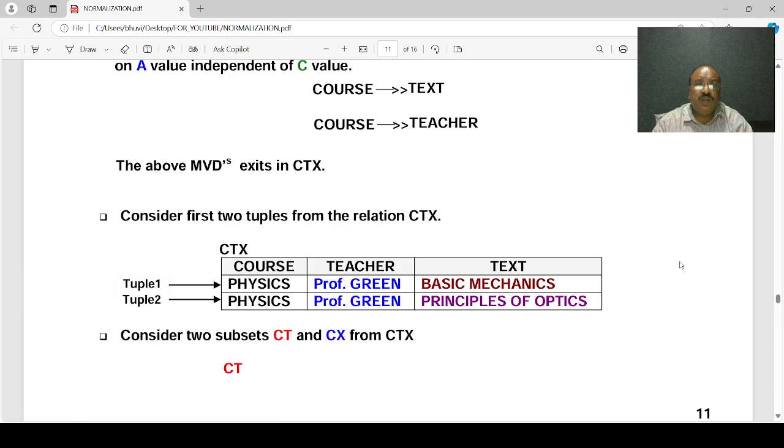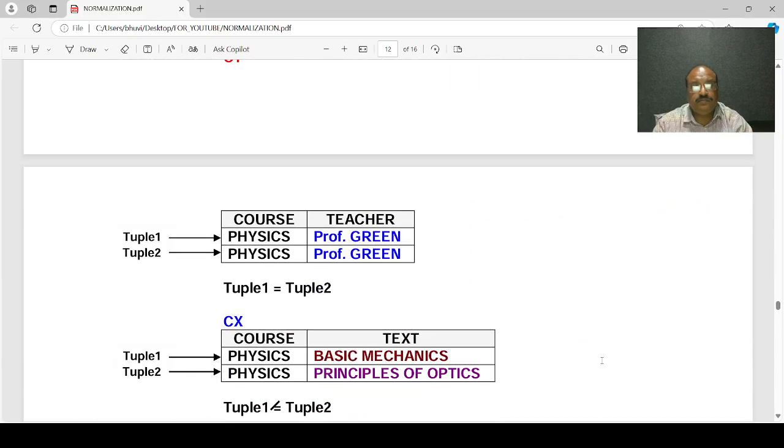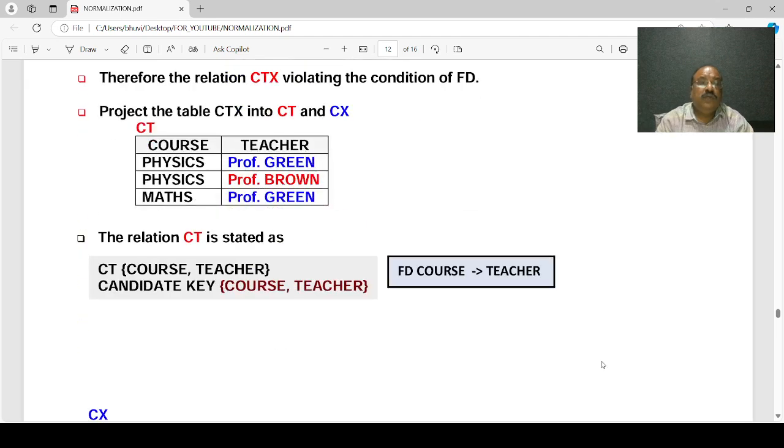Now I am projecting CTX as course, teacher. Even though I have so many occurrences, I am writing only one occurrence. Physics Professor Green occurred twice, I am writing one. Maths Professor Green occurred thrice, but I am considering only one occurrence. But even though we projected, I am unable to identify an individual key, either course or teacher.